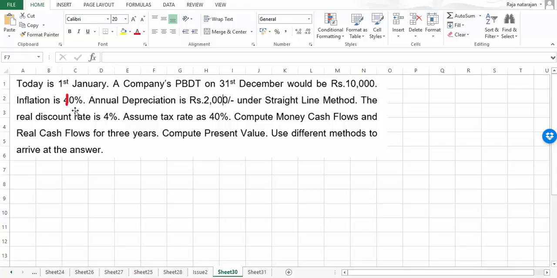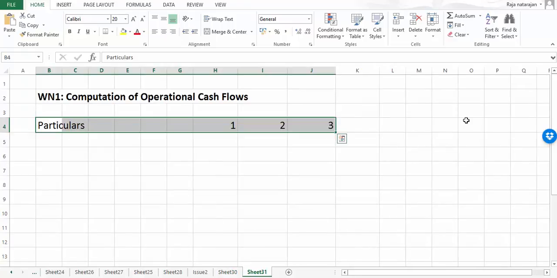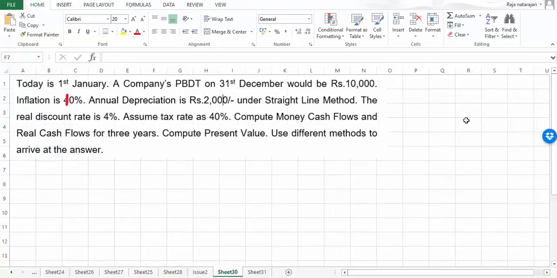Okay, so how are you going to do that? Let's have a working note. We'll have working note 1 where we'll capture the computation part of operational cash flows. So here, where are we going to apply inflation? Can inflation be applied on cash flows? The answer is no. Then where do we have to apply this inflation?